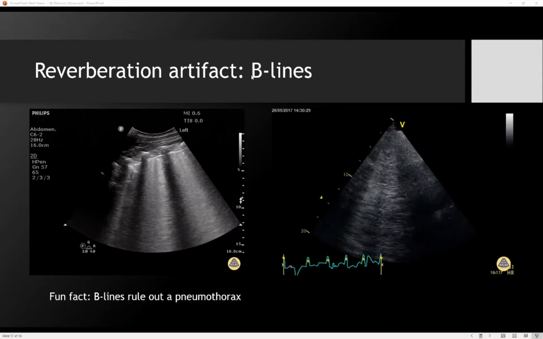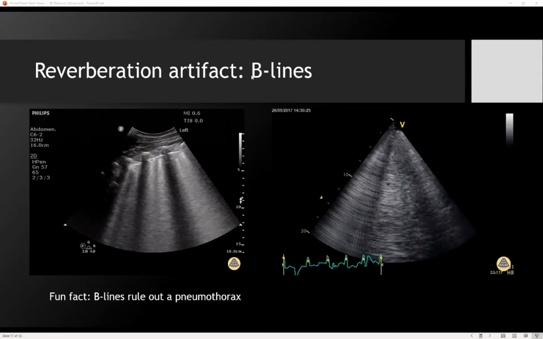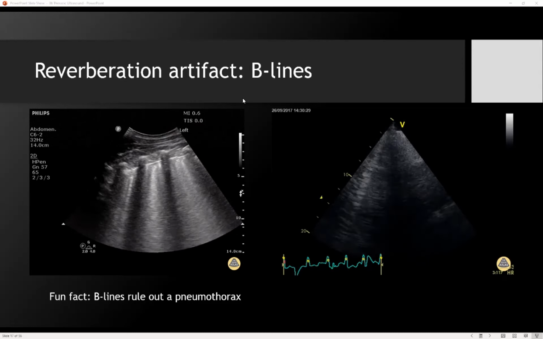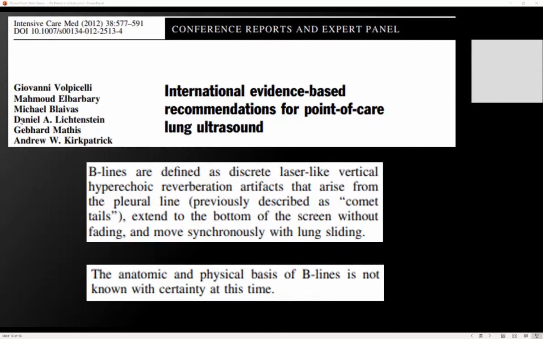But as much as you might hear people talk about the exact cause of B lines, and that it's due to little pockets of fluid that are close to the fissures or the pulmonary lobules, the bottom line is we don't really know. So Daniel Lichtenstein here, who's among other very well-known echocardiographers or thoracic ultrasonographers, they put out their international evidence-based recommendations for point-of-care lung ultrasound. And they defined B lines as discrete laser-like vertical hyperechoic reverberation artifacts that arise from the pleural line. They extend to the bottom of the screen, that's important, and they move synchronously with lung sliding, and they don't really know the anatomic and physical basis of B lines.